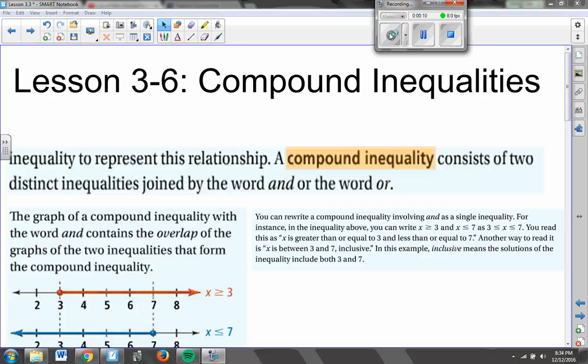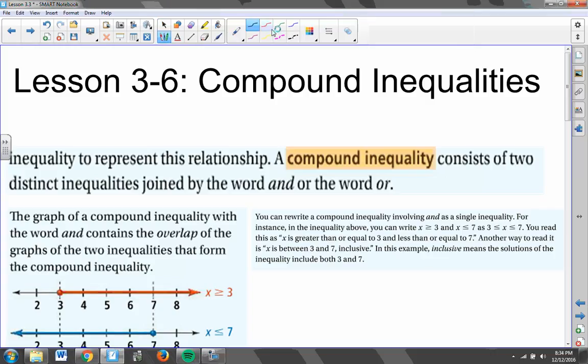In today's video, we're talking about compound inequalities. A compound inequality consists of two different inequalities, and in this video, we will be focusing on inequalities combined with the word and.